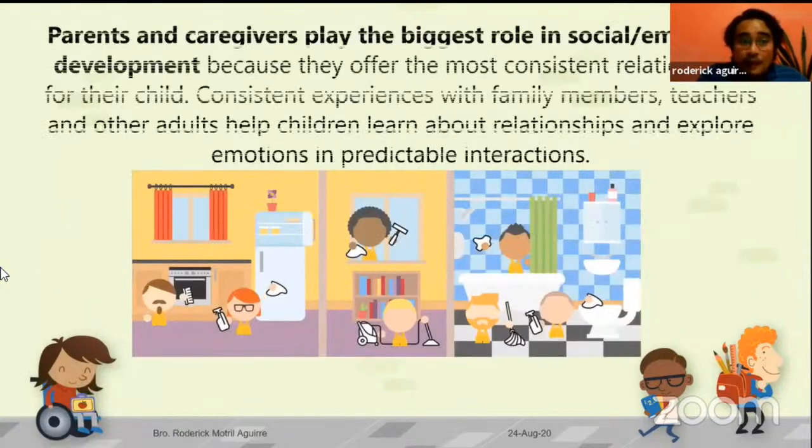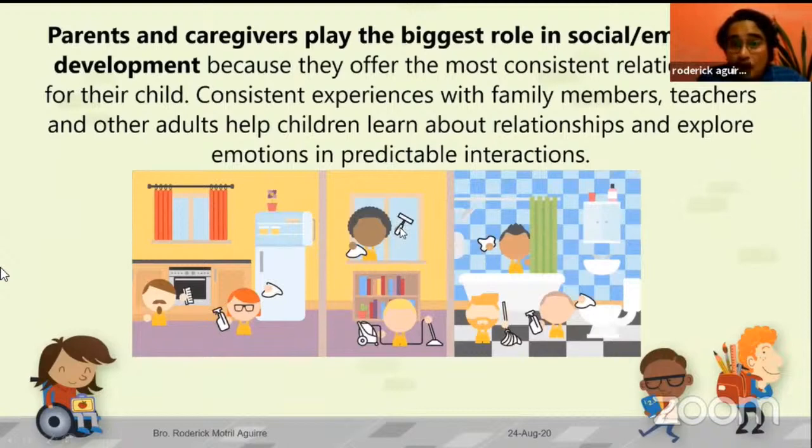So parents and caregivers play bigger, okay? Not just the teachers though, but the parents or the people at home play the biggest role in social emotional development because they offer the most consistent relationship for the child. They have more time to the child than the teacher. So I do not see a lot of people blaming teachers on this. Social emotional development is a primary responsibility of people at home. All right? Di pa ako galit, sinasabi ko lang. Consistent experiences with family members, teachers and other adults help children learn about relationships and explore emotions in predictable interactions.